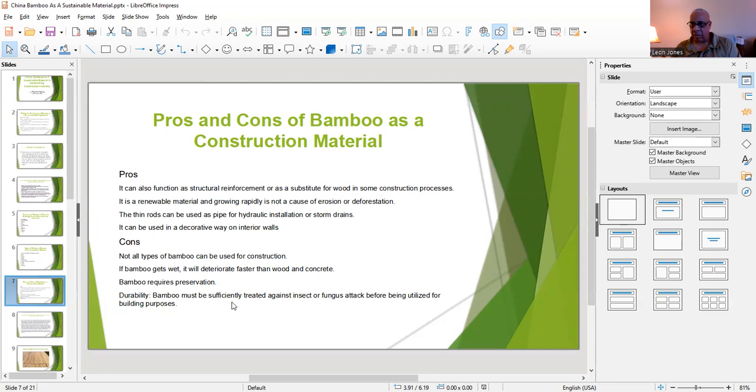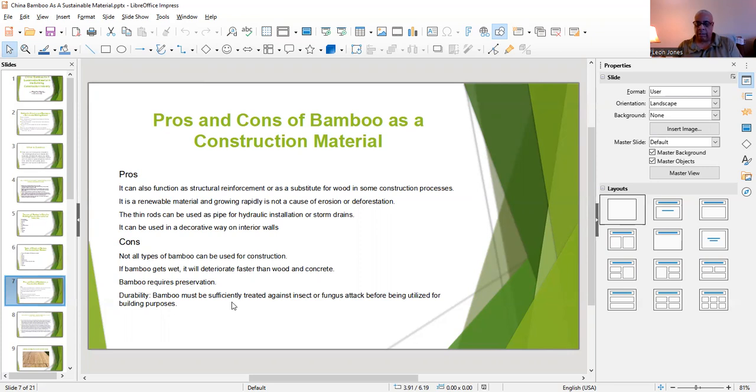Bamboo is a grass. So because you have 1,000 types of bamboo, there are going to be some types that are stronger than others. Also, when it comes to bamboo, it does require some preservation. And when I say preservation, you have to put a product on it to preserve it so it doesn't deteriorate. Durability: bamboo must be sufficiently treated.